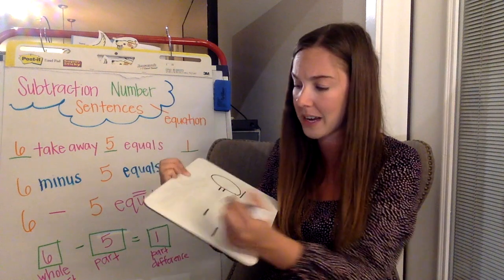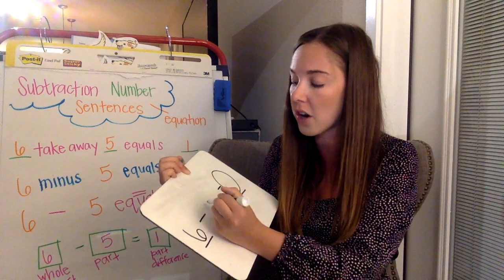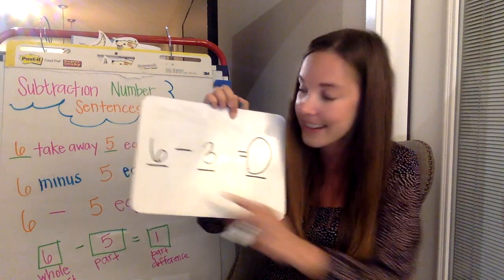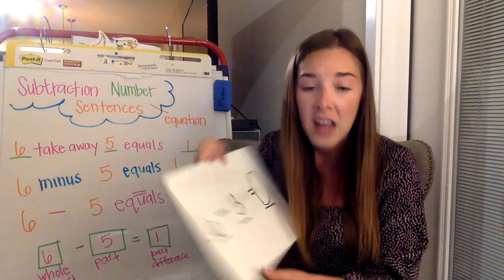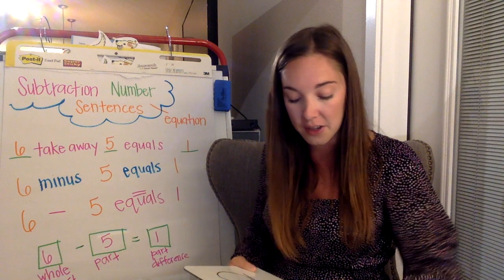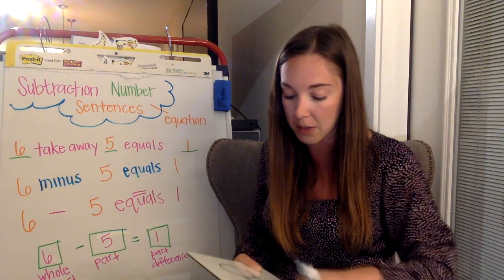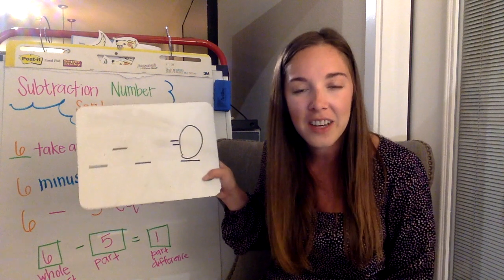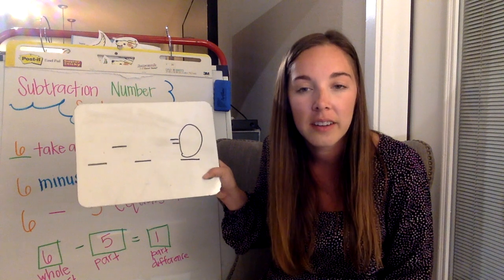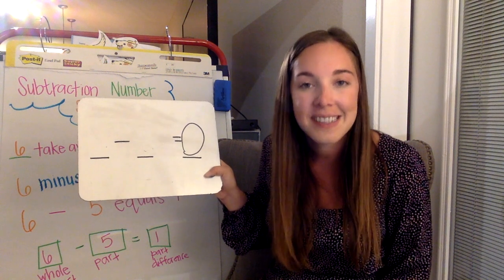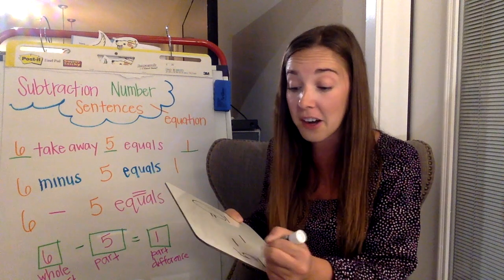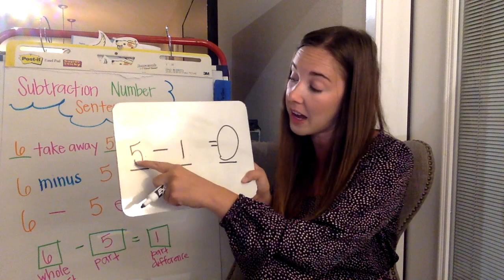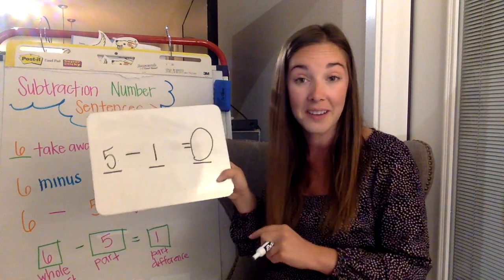Man, you guys are quick. I see that some of you have already done this. 6 take away 3. You're exactly right. Let's try one more like that. All right, I'm going to erase it and I'm going to say it quick. 5 take away 1. 5 take away 1. You already got it. You started with the 5 and then you take away 1.